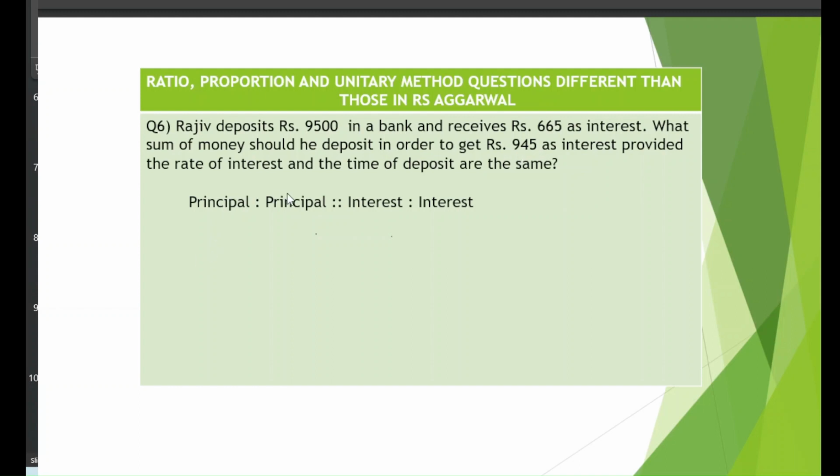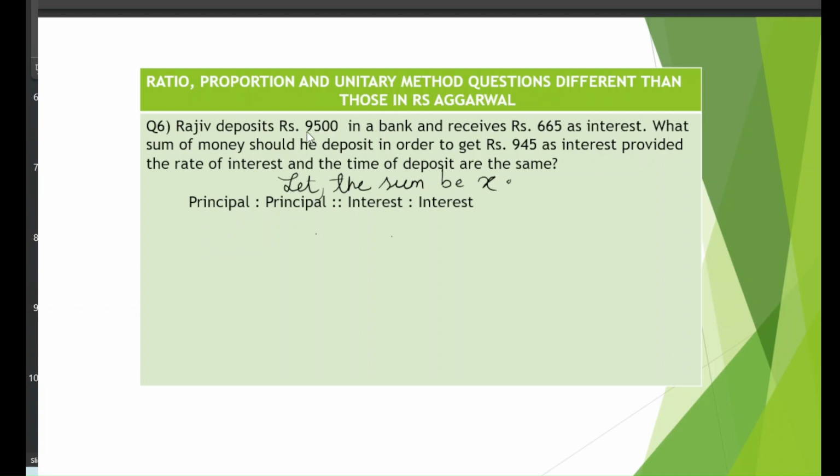So let the amount that he needs to deposit be X. Okay, let the sum be X. So here sum is also called the word principal. The amount that I deposit in the bank, that I save in the bank, can be called sum, can also be called principal. Okay, so don't get confused if you see the word principal. It just means the amount that a person is depositing.